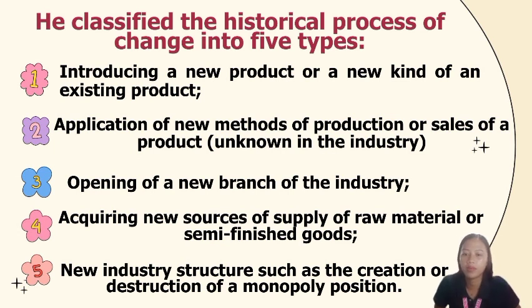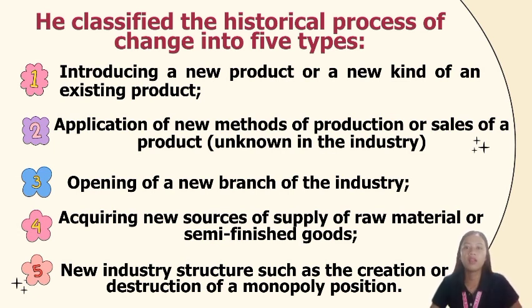The next one is opening a new branch of the industry. So, the establishment of entirely new sectors or branches within the economy. For example, if you have a business branch in Compostela, then you get another branch or another new sector in Monte Vista, Nabunturan, and so on. Then the next one is acquiring new sources of supply of raw materials or semi-finished goods. So, the discovery or utilization of new sources of raw materials or semi-finished goods. Then the last one is the new industry structure, such as the creation or destruction of a monopoly position. It refers to changes in the competitive landscape and market structure.